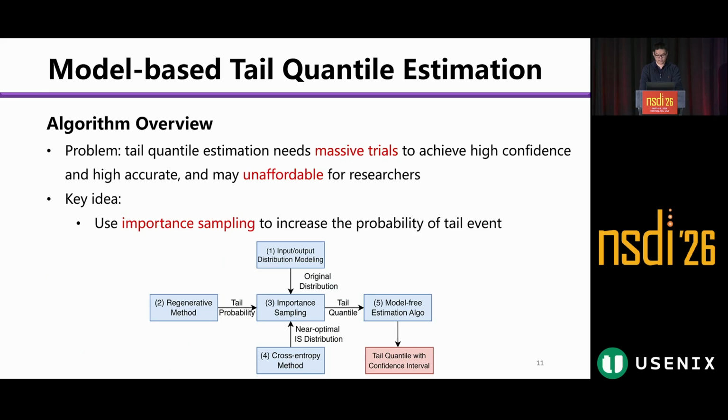This algorithm consists of 5 logical parts. First, we model the input and output distribution. Second, we use the regenerative method to calculate tail probability. Third, we use importance sampling to improve the tail quantile estimation. Fourth, we use the cross-entropy method to search for a near-optimal IS distribution. At last, we use the model-free algorithm to generate the confidence interval.